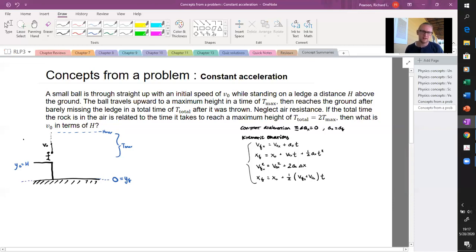So our final y, the ball has made it up, it's turned around, and it's come back down and reached the ground. And the time that it takes to go through that whole thing, the total time, is equal to 2 times the time that it took for it to go up from its initial height to the top. And our end goal is what is our initial velocity in terms of h.